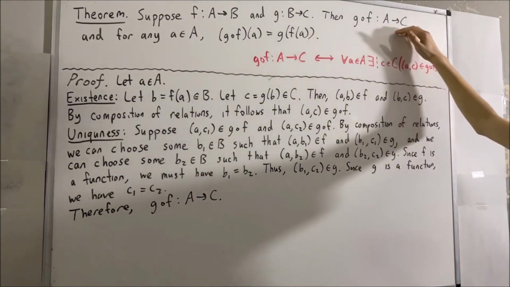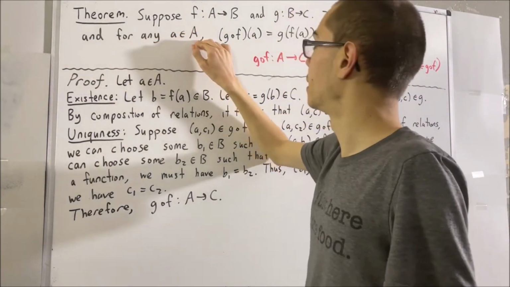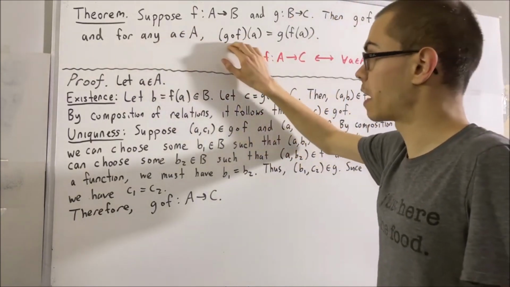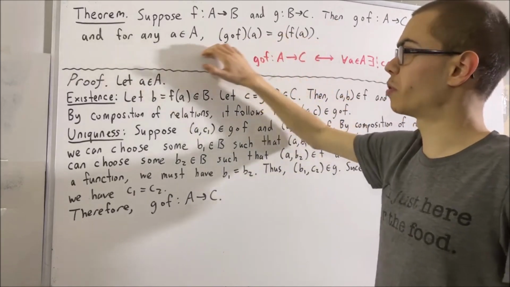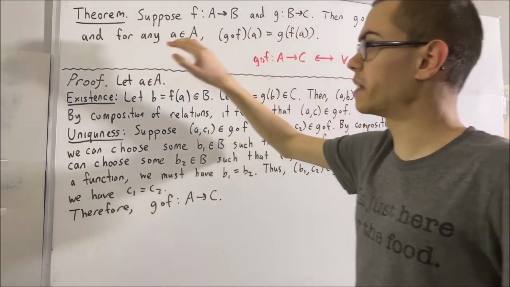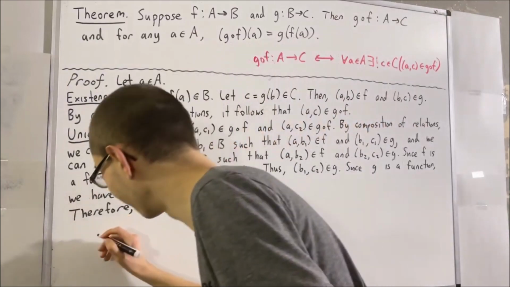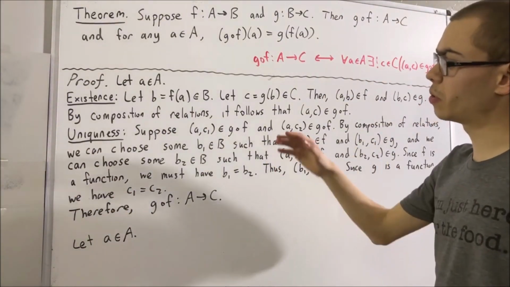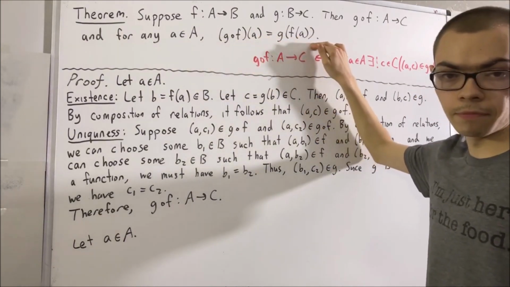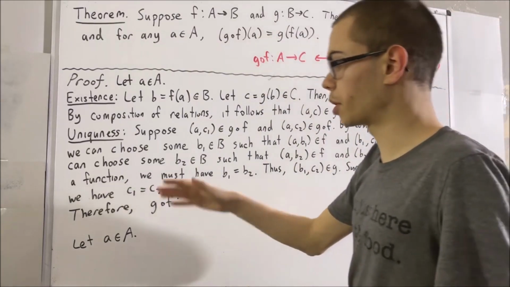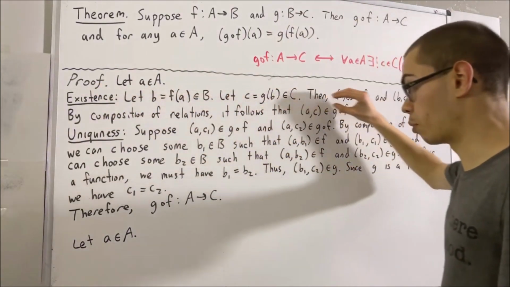Okay, so we've proven this, but now we still have to prove that for any element a in set A, the functional value of g compose f at a is equal to g of f of a. So how do you suppose we show this? Well, since it's a statement regarding any element in A, just give me any element a in A, right? We want to show that the functional value of g compose f at a is equal to this. Now, it turns out that the sequence of steps we're going to perform here is going to be basically identical to what we did in the existence portion.